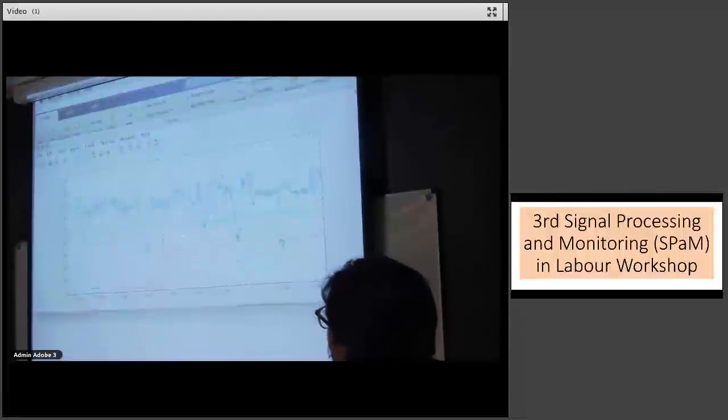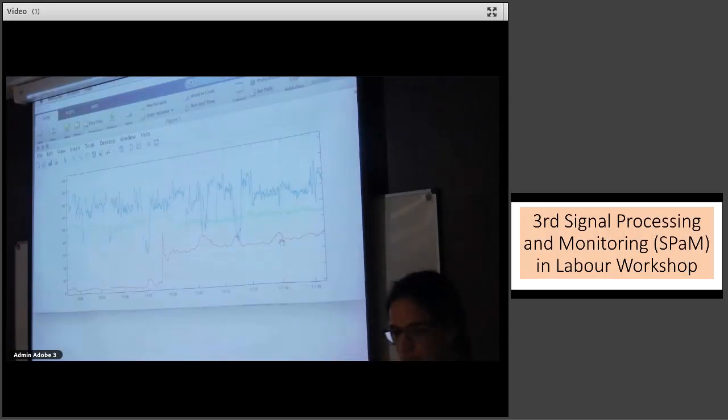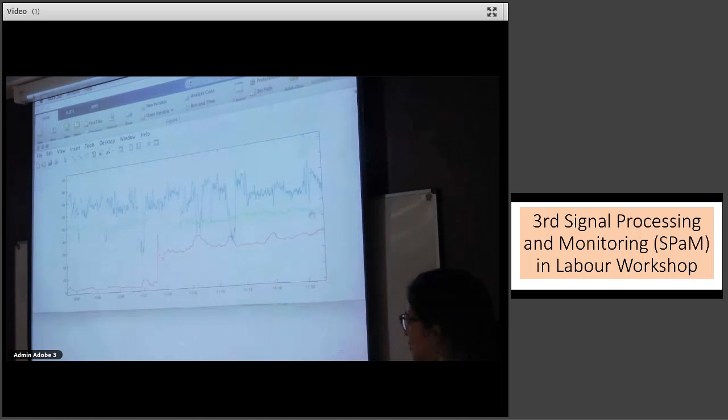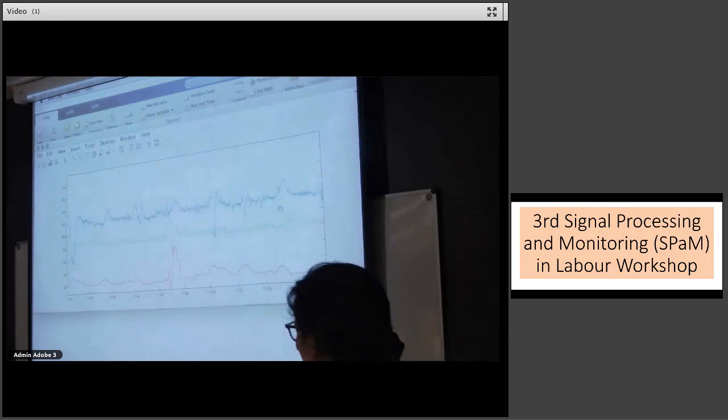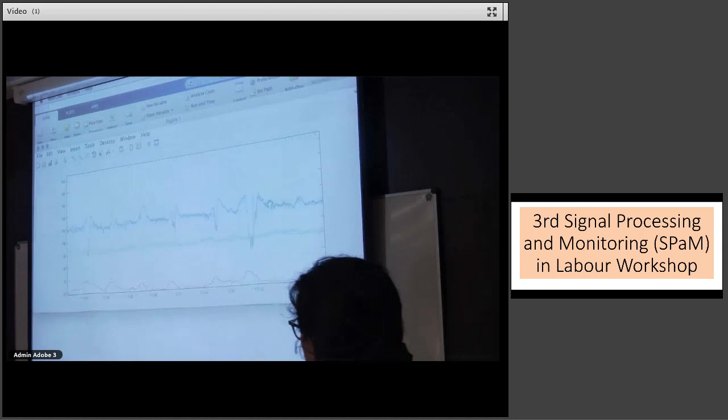Could I say that these are typical variable decelerations with normal variability in between, so they're not really worrying at all. They actually happen very often in normal babies during delivery. Right. Normal. I think we can continue.